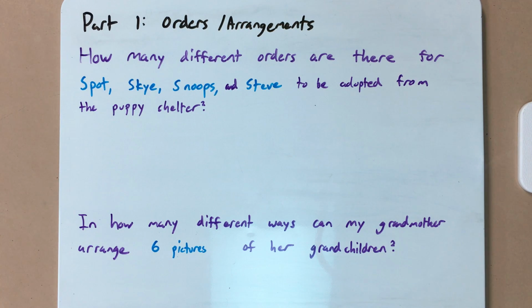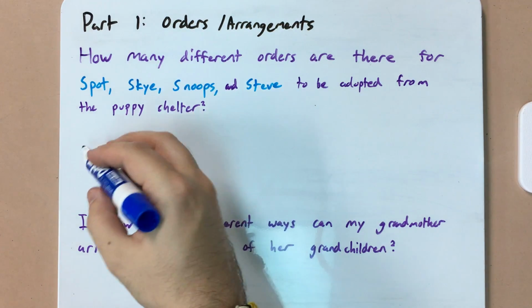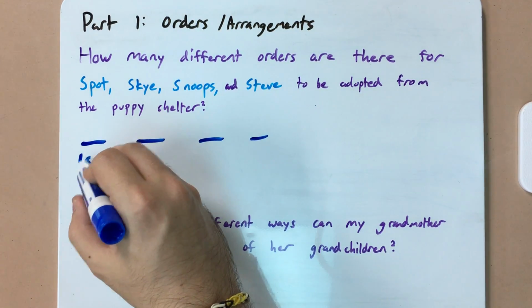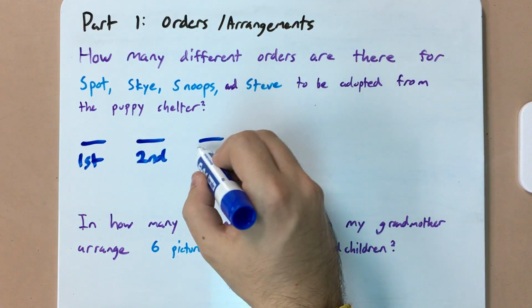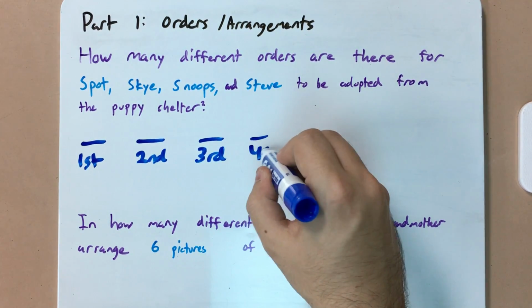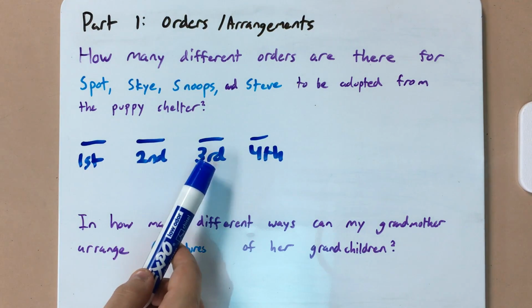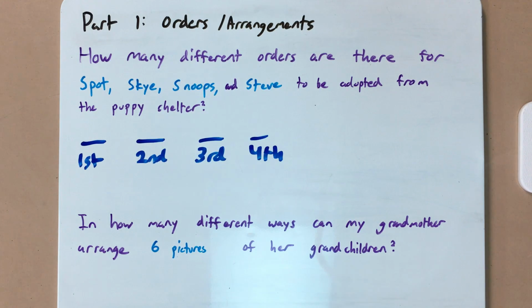Now, to go back to the fundamental counting principle, if we think about order, there's 4 puppies. So I'm going to make 4 blanks. And so we have which puppy's being adopted first, which one's being adopted second, which one's being adopted third, and which one's being adopted fourth.